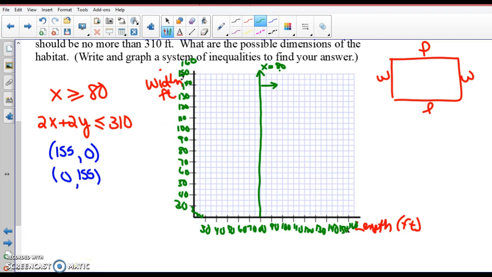So, my x-intercept is 155, which is going to be right there, and 155 is going to be right there. Is it going to be a solid or a dashed line? Solid. I'm going to do the best I can. It's not straight. Then I'm going to label this line 2x plus 2y equals 310.